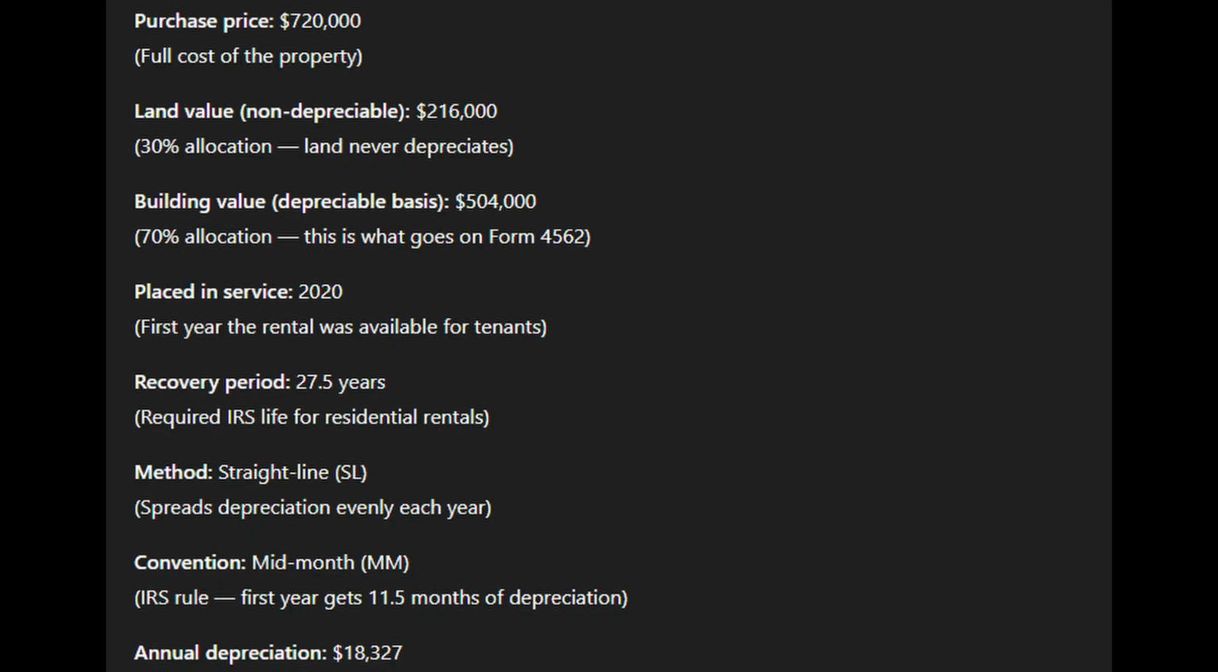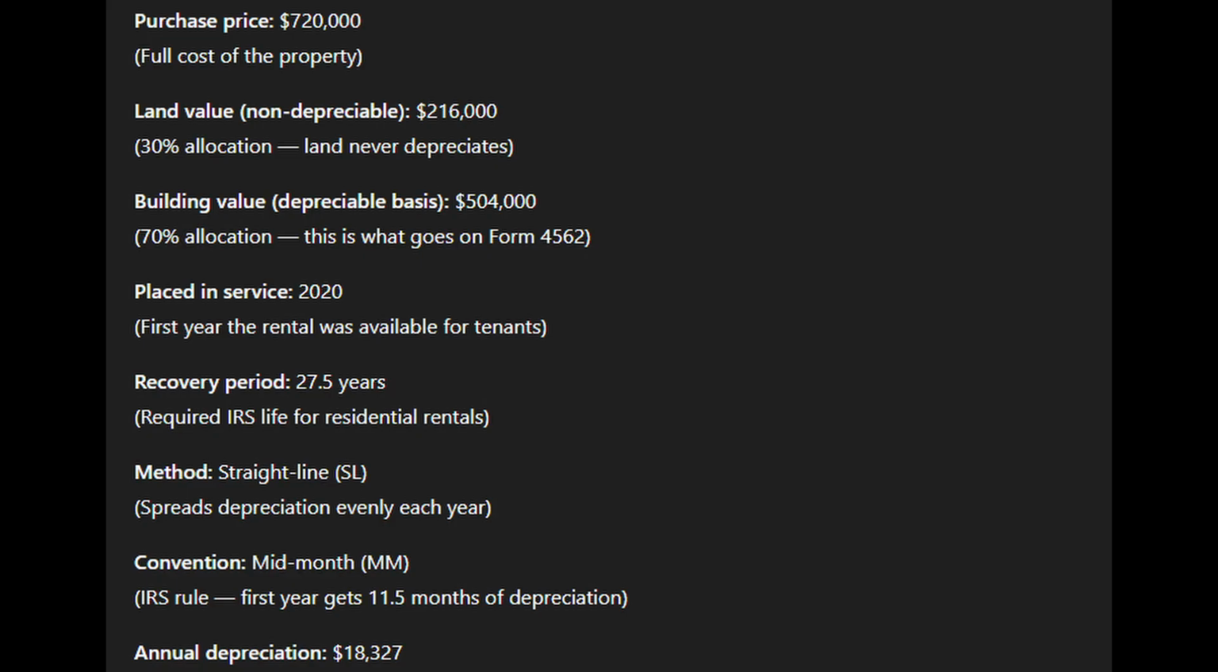So here are the details of David's rental property. The purchase price is $720,000. This is what he paid for the entire property, but you never enter the full price on Form 4562. The IRS only allows depreciation on the building, not the land. The land value itself is $216,000, a 30% allocation. Land never depreciates, so we remove it from the calculation. Building value is $504,000. This is the depreciable basis, the portion used for depreciation. This is the number that actually goes on Form 4562.